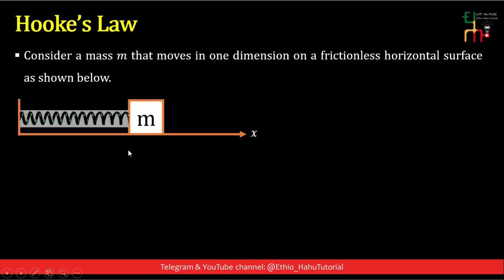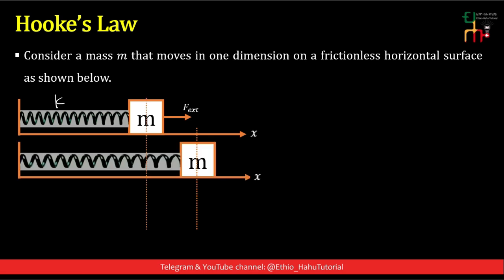This is a mass-spring system. The force constant of the spring is K, and let's apply an external force F to this block. What will happen to the spring? The spring will stretch by an amount X. This is the stretch of the spring by applying this external force.